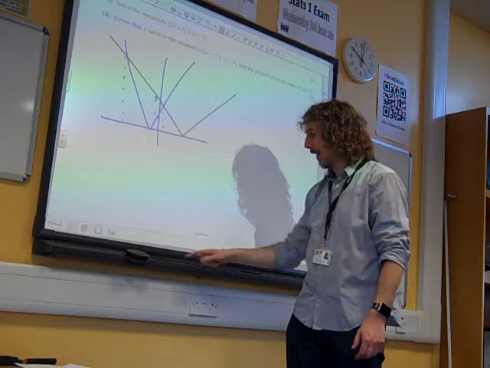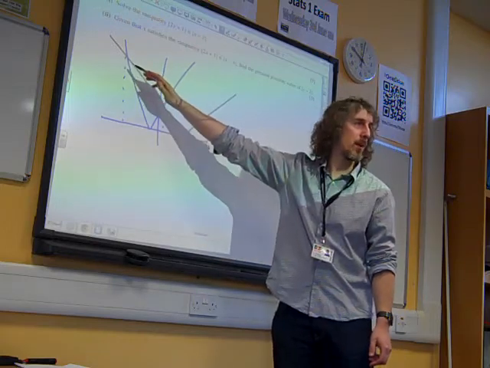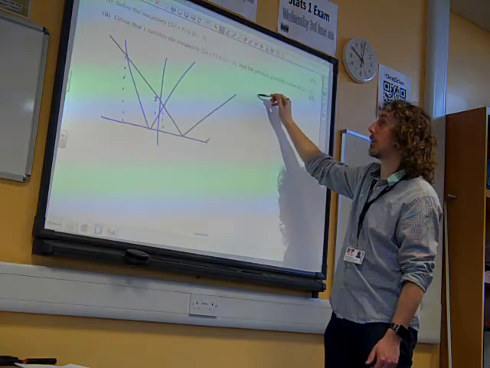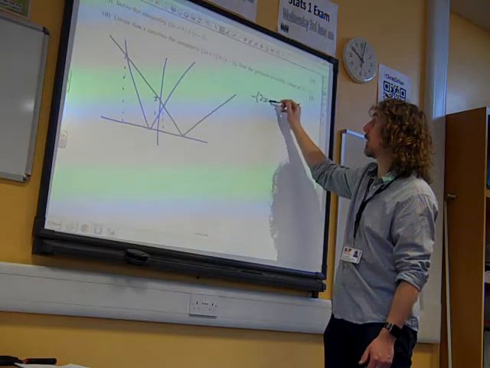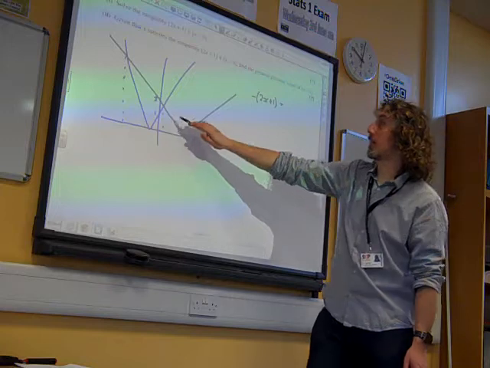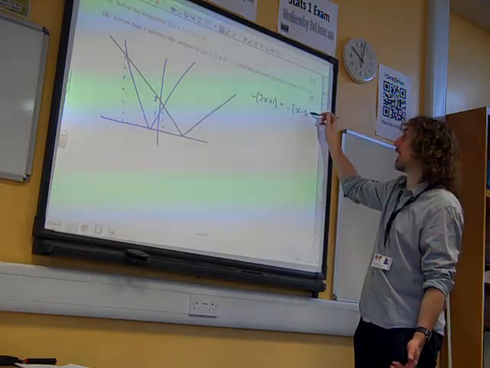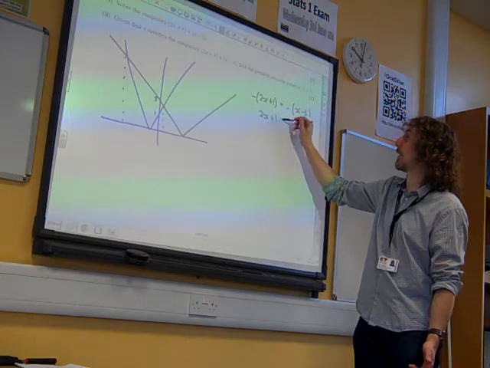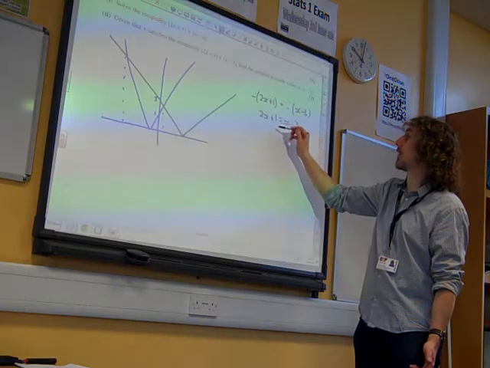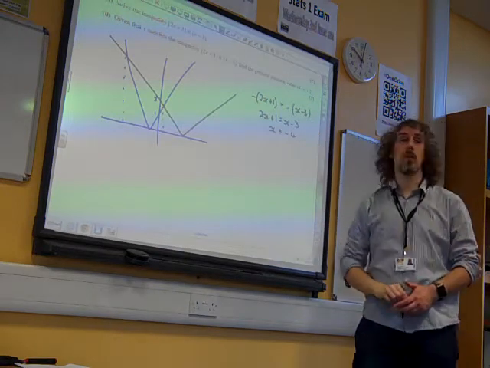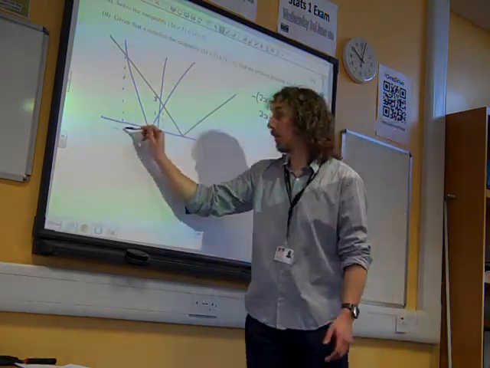This point here is where the negative branch of 2x plus 1 met the negative branch of x minus 3. Because they're both negative branches, I can ignore the negatives and just say 2x plus 1 equals x minus 3, which gives me x equals minus 4. And that point must be minus 4.